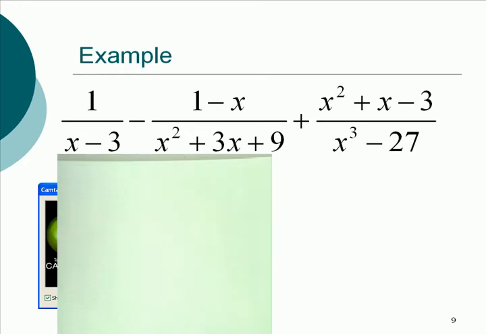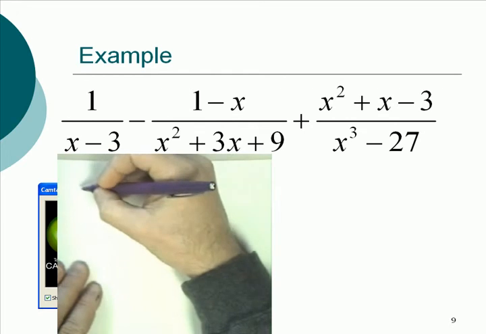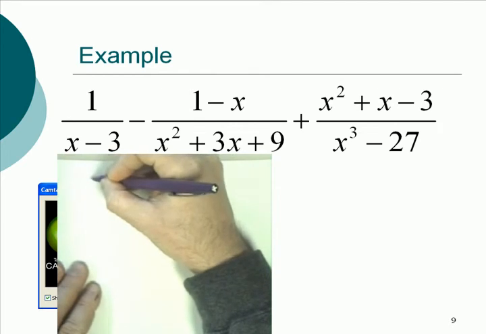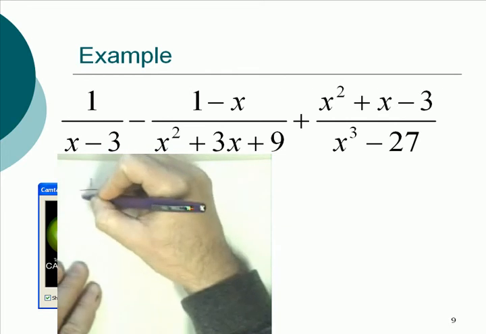Let's look at one more example. Here, before we do anything, as we did before, we need to completely factor each numerator and each denominator so that we can identify the lowest common denominator, the LCD. So let's do that. First of all, 1 over x minus 3 will not factor.